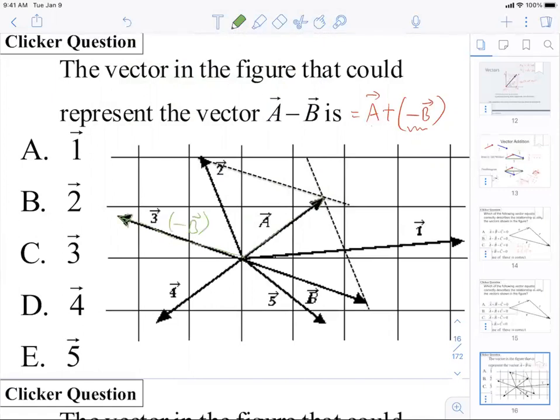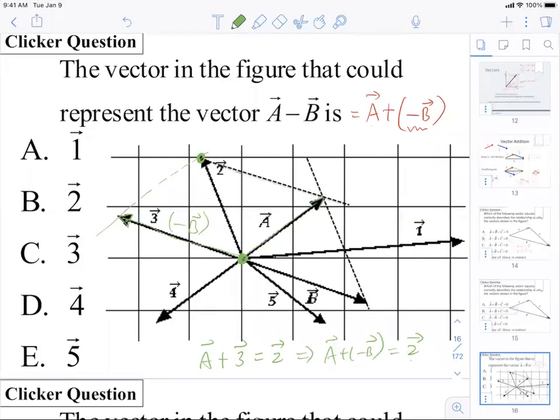Since 3 and A are already positioned in such a way that their tails overlap, maybe a parallelogram would be a little bit easier. You form a dashed line parallel to 3, and another line parallel to A, and you connect the points, and now you get A plus 3 equals 2. And 3 is negative B. So A plus negative B is 2. So 2 becomes A minus B. Very good. That is one way to do this.